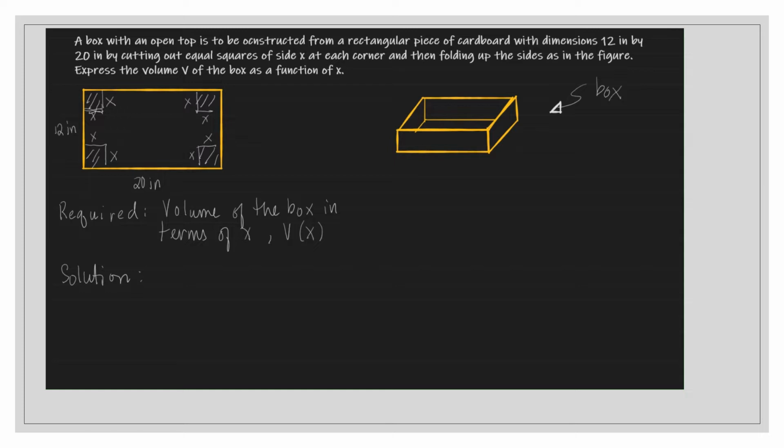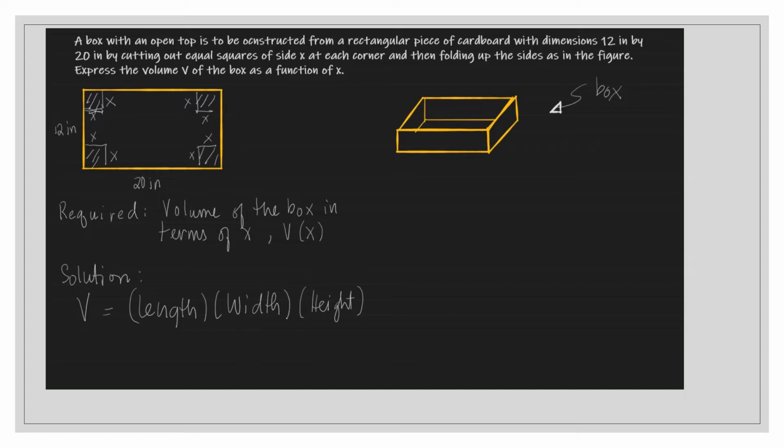So let us solve. We know that the volume of a box will be the product of its length, width, and height. However, since the problem requires us to write it in terms of x, we need to find expressions for the length, width, and height in terms of x. So we refer to the cardboard in the illustration.